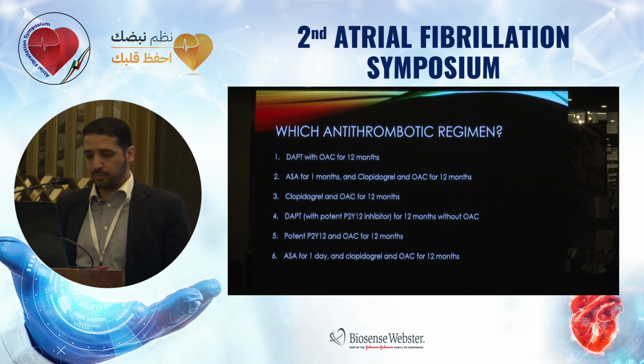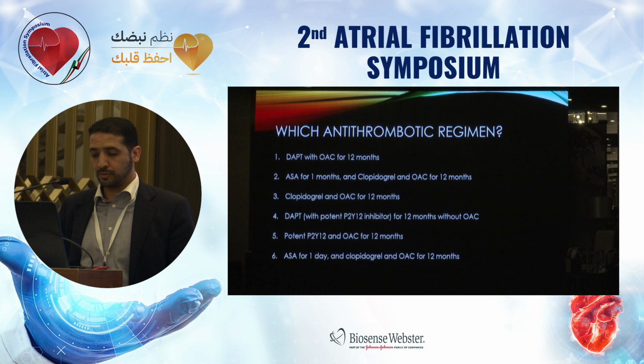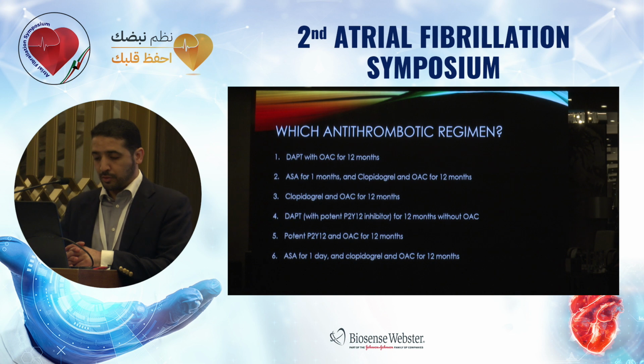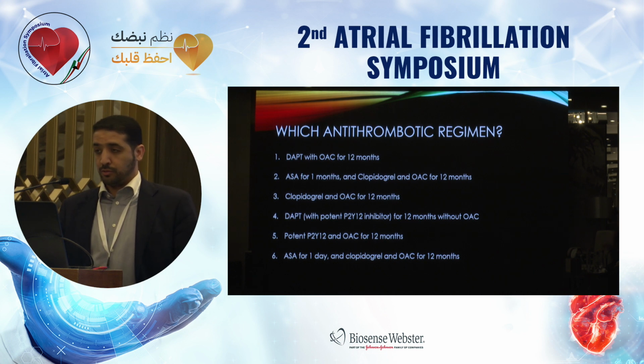Should you give him DAPT with anticoagulant for 12 months, so triple therapy? Should you give him aspirin for 1 month and clopidogrel plus oral anticoagulant for 12 months? Should you give him dual antithrombotic therapy with clopidogrel and oral anticoagulant? Should you think about dual antiplatelet therapy only, without oral anticoagulant? Should you give him a potent P2Y12 inhibitor like ticagrelor or prasugrel with oral anticoagulant, or should you just give him aspirin for 1 day, then clopidogrel and oral anticoagulant for 12 months?